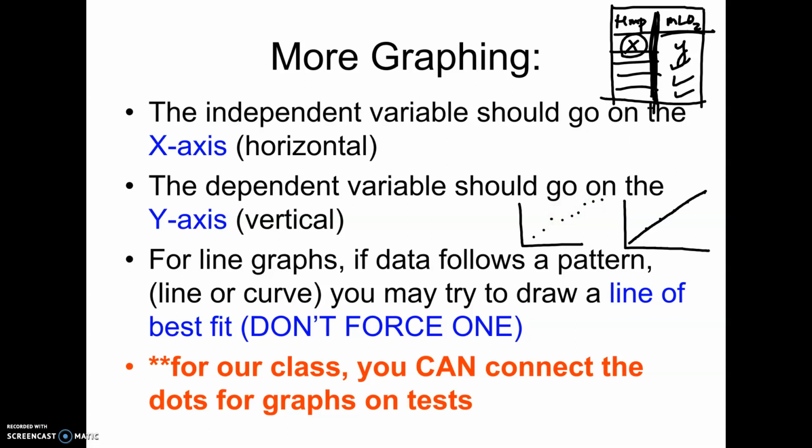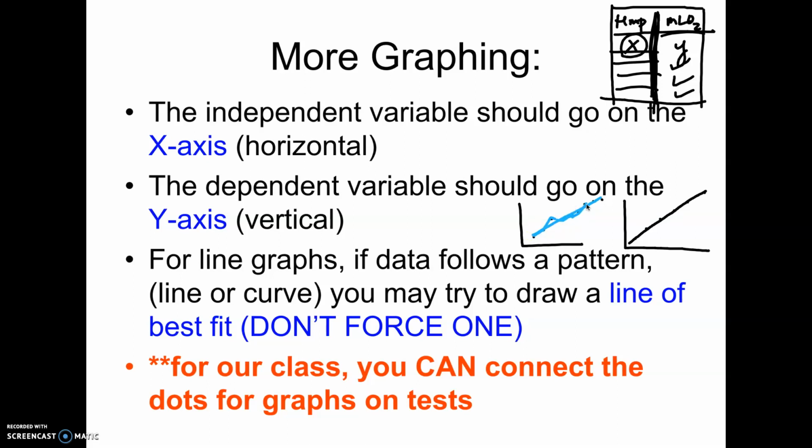So a lot of times what you'll see, again, computers typically do this for them, is it'll make a line of best fit that averages out all those data points. For the purposes of our class, it is absolutely fine to connect the dots. A line of best fit tends to throw some people off.